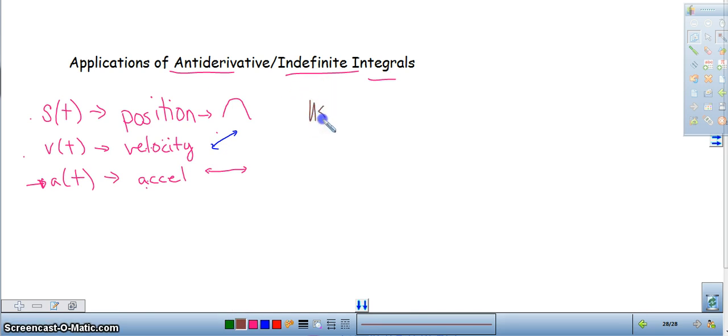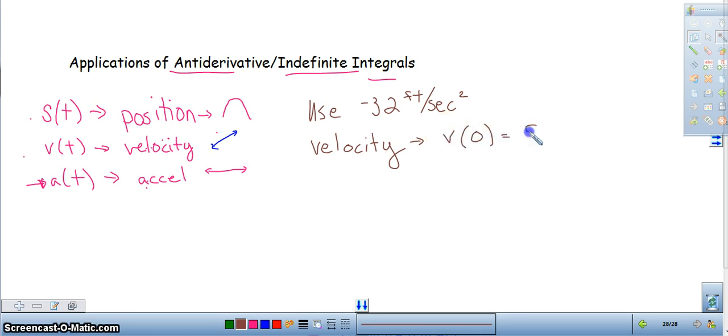Like let's use negative 32 feet per second squared for our acceleration, because that's one we've used before. If I want to know the velocity of a ball that I threw, and I know that my acceleration due to gravity is negative 32 feet per second squared, and I know that the velocity at time 0 is 50 feet per second, so basically that's the initial velocity, right? At time 0, that would be the initial velocity. I'm just using 0 to get easy numbers.